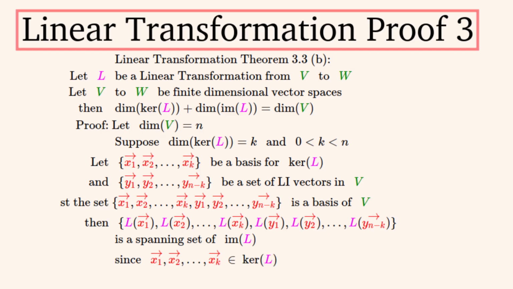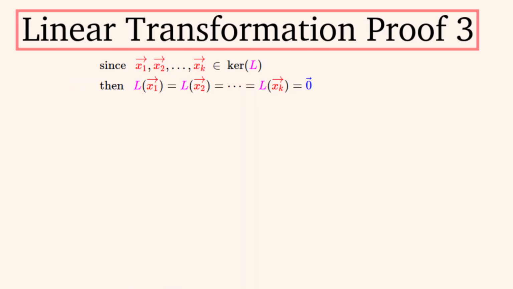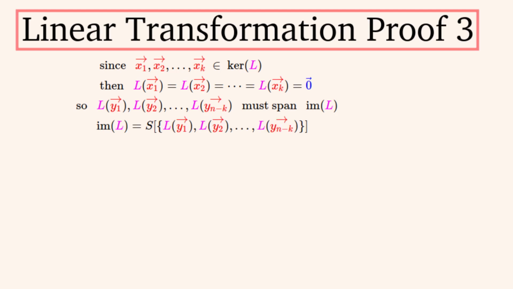And because some of these input vectors are in the kernel, that will cause these vectors to all be 0, because that's the definition of the kernel. It's helpful to write down every step, because they aren't obvious when you have to write down 10 or more steps. So I'll just scroll the screen up a bit to make more room for the proof. Because these vectors are all 0, then we only need these vectors to span the image of L. And we can write this out in math notation using the spanning function S.